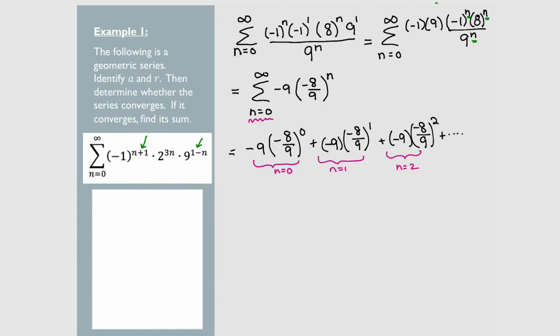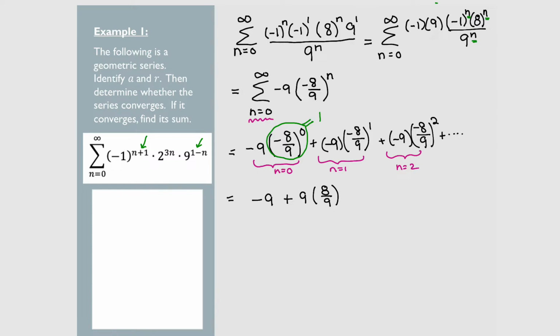So let's list out what we've got going here. In the first term, I have -9 times -8 ninths to the 0th power, but I know that anything to the 0th power is just 1. And so this is just negative 9. So my lead term is negative 9. And my next term is negative 9 times negative 8/9, or that's actually just positive 9 times 8/9.